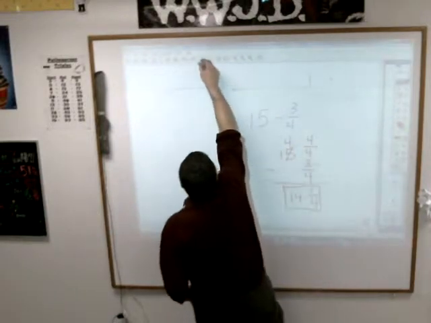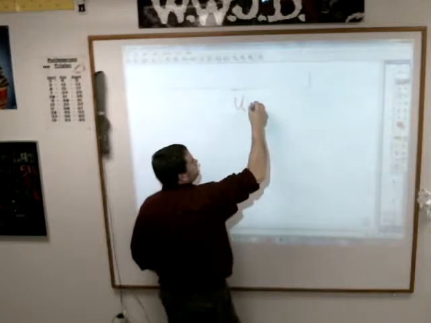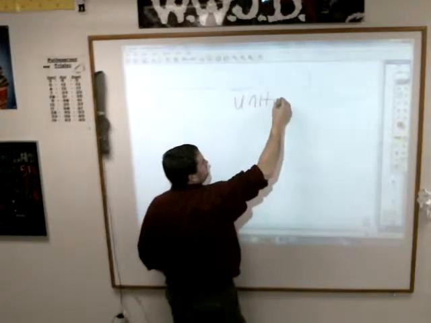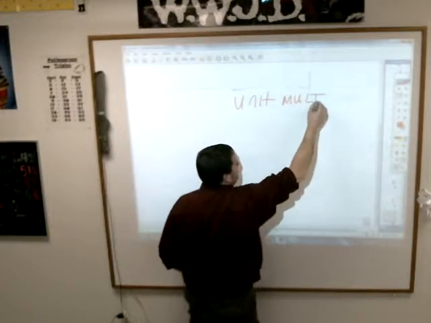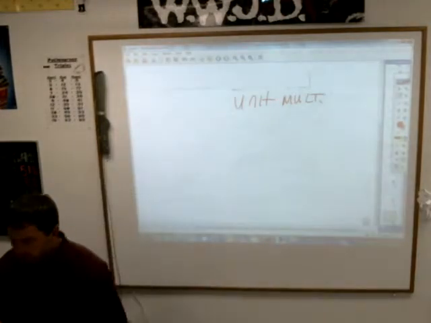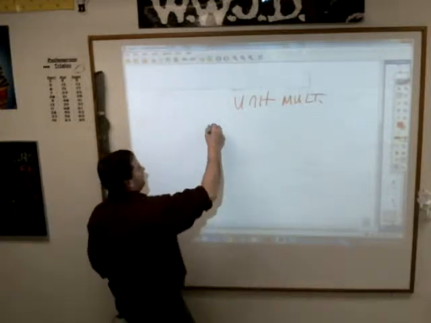All right, here we go, under unit multipliers once again. Let's see if we can't review this here. Example problem number 1 from the book says a gallon is 128 ounces. Convert 128 ounces to pints.